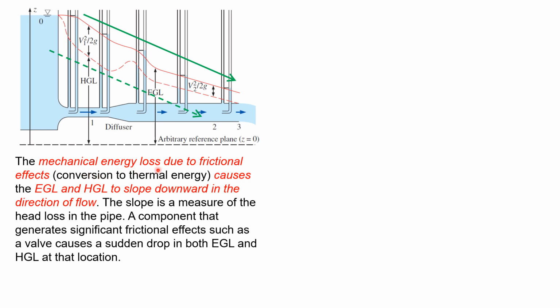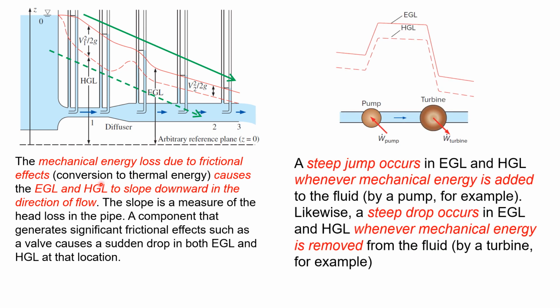It's a mechanical energy loss due to frictional effect. So that's why you see the graph is going down. It goes from up to down due to frictional effect, or more accurately, the conservation of thermal energy. So the energy is lost and converted into heat.